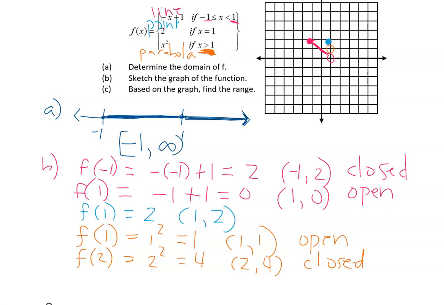And then I have f of 3, which is going to be 3 squared or 9. So I have the point 3, 9. And again, since 3 is in the domain of this bottom piece of definition, 3 is greater than 1, it's also going to be a closed point. And what we're going to see is that this one's actually going to be graphed a little bit off our coordinate system, and that's okay.